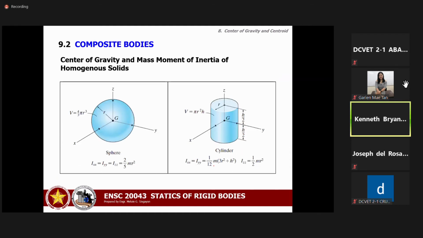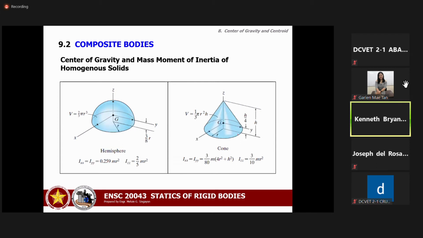So, next, center of gravity of homogeneous solids. So, ignore yung mass moment of inertia. If you have a sphere, the volume is 4/3 pi r cube, and the center of gravity is, we know, at the center of the sphere. If you have a cylinder, the volume is pi r squared h, and the location of the centroid is at h over 2 of the cylinder. Then if you have a hemisphere with radius r, the volume is equal to 2/3 pi r cube, and the location of the centroid or the center of gravity is at 3r over 8 from the base of the hemisphere.